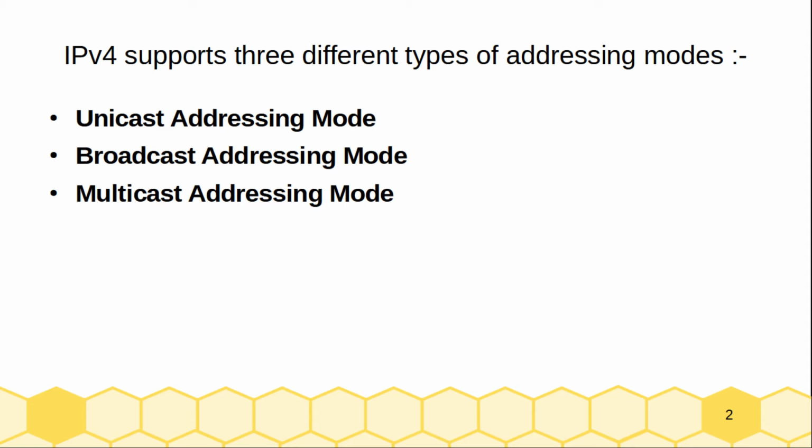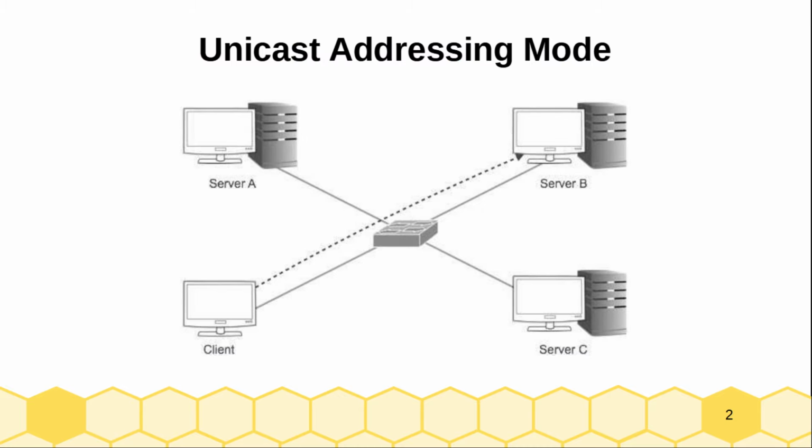Let's talk about the first type of address mode, which is unicast address mode. In this mode, data is sent only to one destination host. The destination address field contains the 32-bit IP address of the destination host. Here the client sends data to the target server.